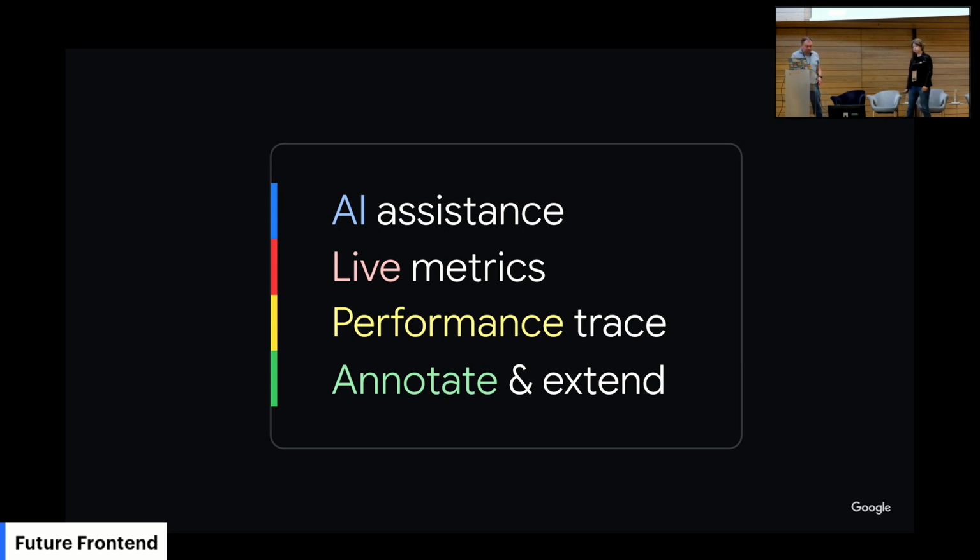We're going to talk about AI assistance that is now available in multiple panels. And actually, since recently, it allows you not only to debug your problems in the browser, but also fix them directly in your code without leaving DevTools. We'll talk about the live metrics view, that is a great introduction to performance debugging. And we will talk about performance trace improvements that we introduced to DevTools. Finally, we'll share some tips about annotating and extending DevTools for better collaboration in the team.